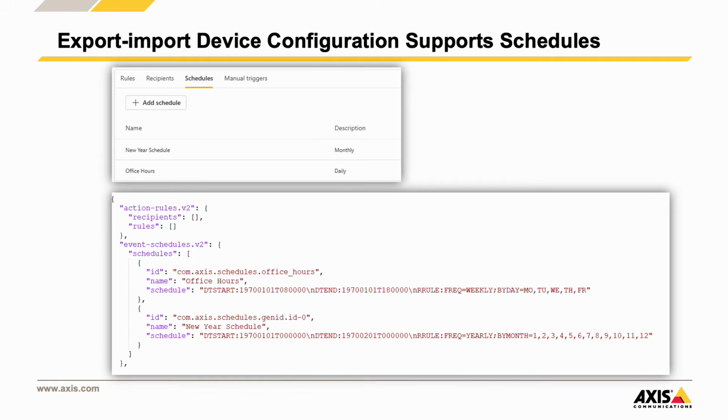The export-import device configuration feature greatly simplifies the setup process for multiple devices. With AccessOS 12.8, the schedules in events can now also be exported and imported. Support for rules and the recipients was introduced in the previous release, making this feature more comprehensive and complete. The screenshot here illustrates an example of 2 exported schedules in JSON format.